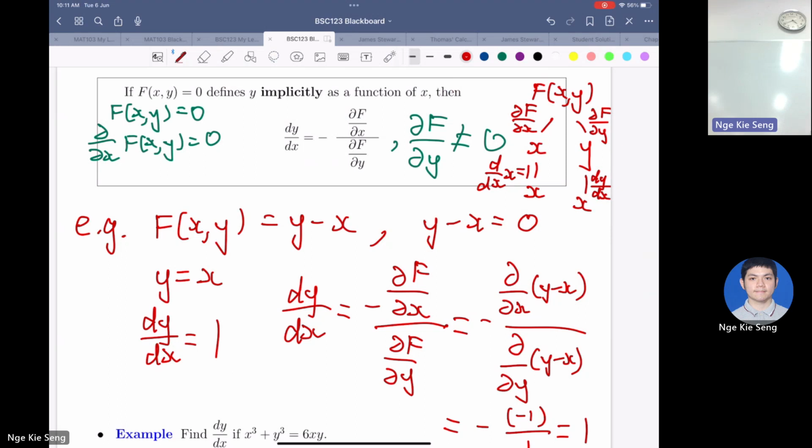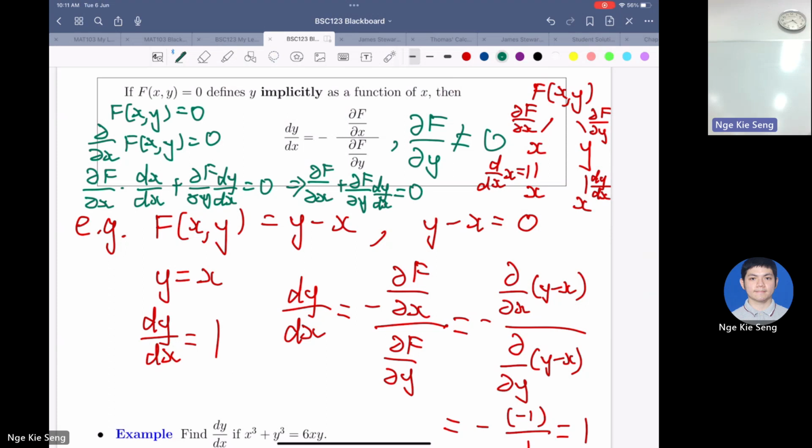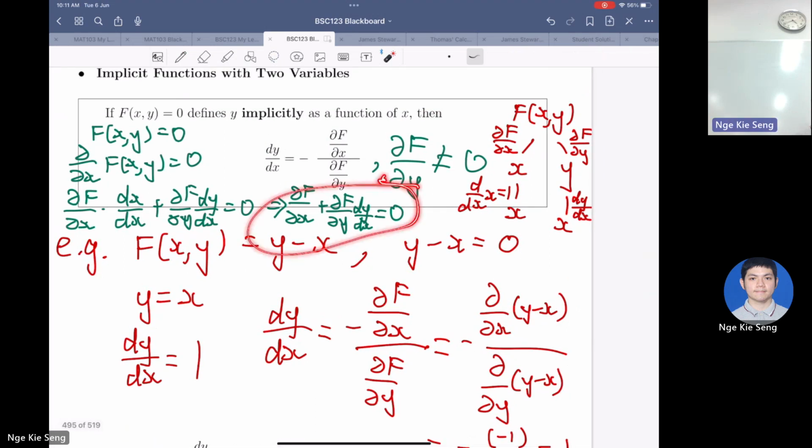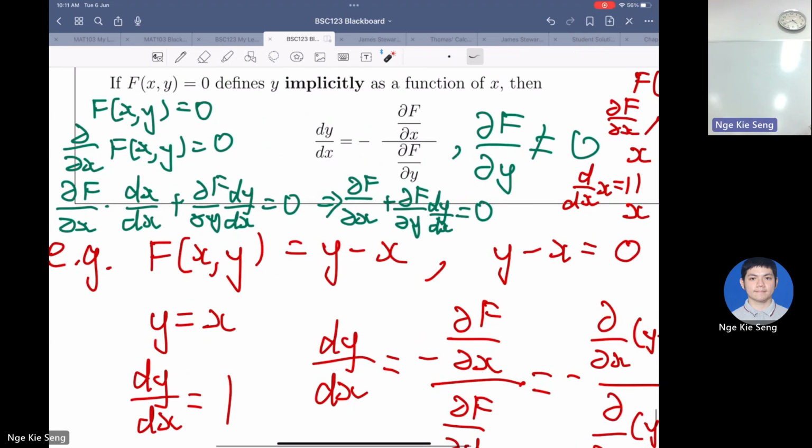So by chain rule, what do we get? We get del f over del x times dx over dx plus del f over del y times dy over dx equals 0. In this case, we get del f over del x times 1 plus del f over del y times dy over dx. So dy over dx drops out from the chain rule. Can you see that after rearranging, we get the formula? If I move del f over del x to the other side, I get negative, and then divided by del f over del y, which gives this formula here.